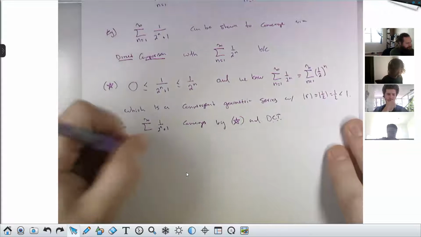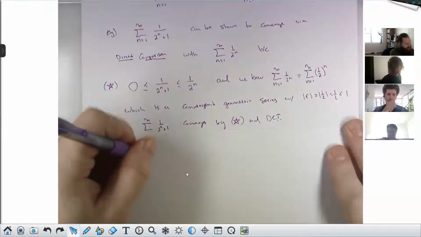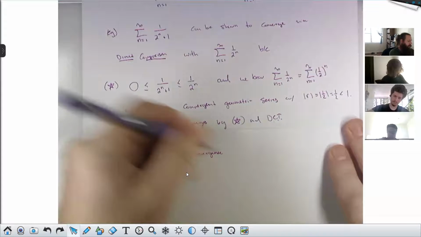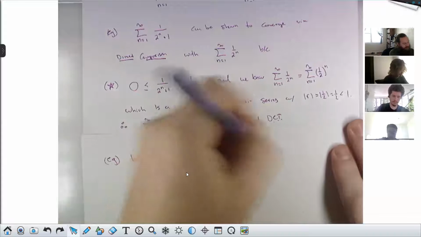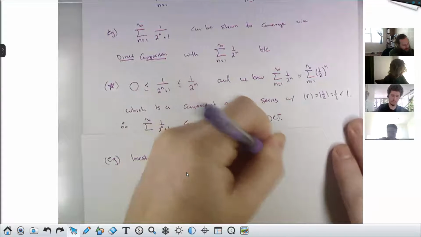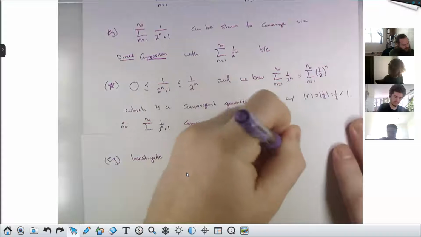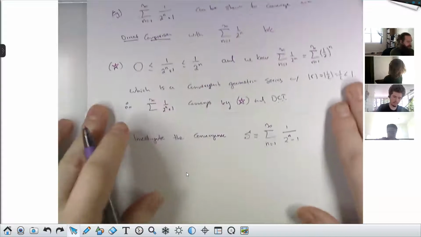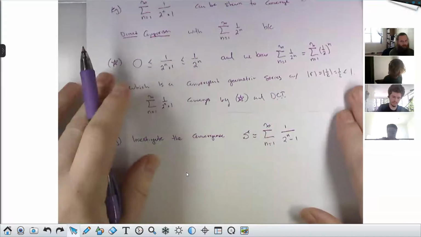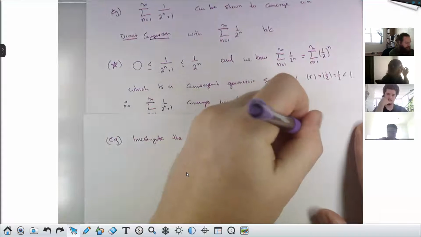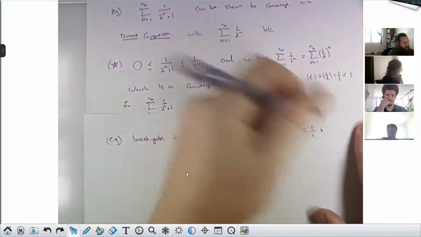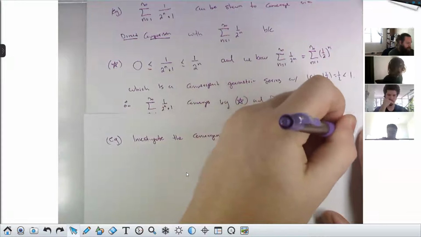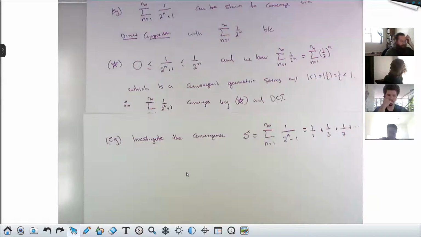So what if I wanted to investigate the convergence of the series S equals sigma n from 1 to infinity, 1 over 2 to the n minus 1. Of course, that minus 1 is not a part of the exponent here. It's out of the exponent. So the first term here would be 1 over 1. And then the second term here would be 1 over 3. And then the next term here would be 1 over 7. And so on like this.